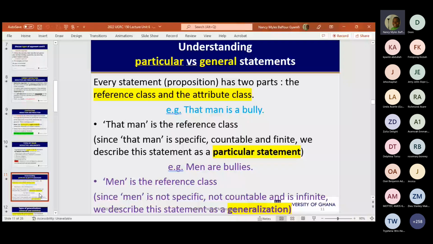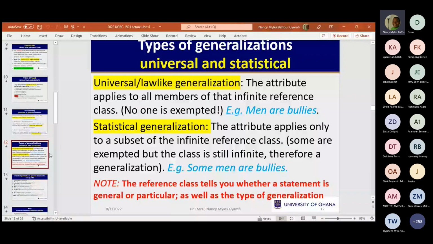Particular versus general, you should walk yourself through them. The two types of generalizations, you can think of them. Look at what is happening here. I said some men. So the class is infinite, yes, but I leave some members out. Look at it very well. Some are exempted, but the class is still infinite. Therefore, generalization. Of what type?